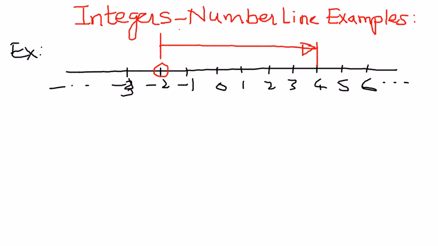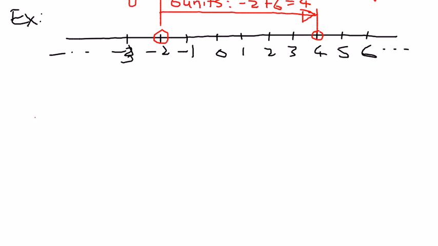So this is 6 units to the right of -2, and that is going to be equal to -2 plus 6, which is equal to +4, and that's where we come up to, and therefore our answer is +4. So 6 units to the right of -2 is +4. That is how we want to represent integers on a number line. Let's take another example.